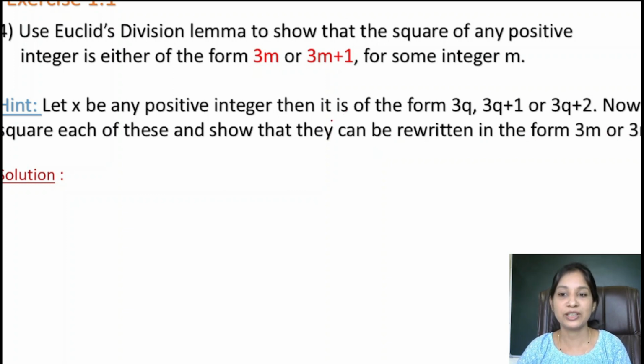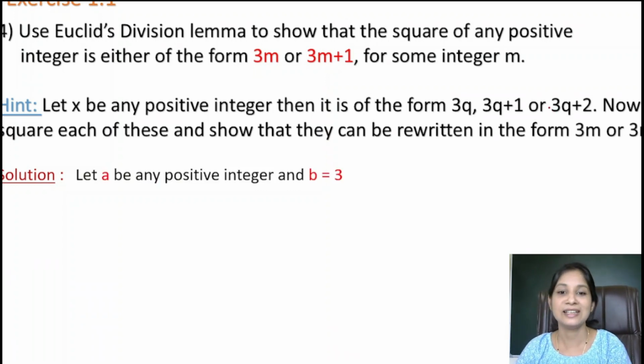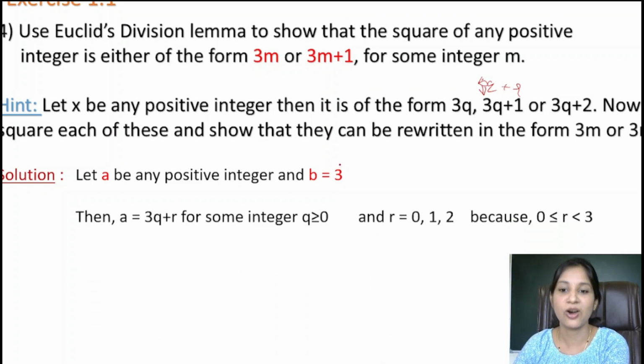Okay, so we know if it is written in the form 3q or 3q plus 1 or 3q plus 2, we know how to use Euclid's division algorithm to solve this, right? So let a be any positive integer and b is equal to 3. Why is it 3? Clearly it is bq plus r, so b is 3. If b is 3, what will be the remainders? Yes, it is 0, 1 or 2 because it is less than 3, right? Less than 3 is nothing but 0, 1, 2.